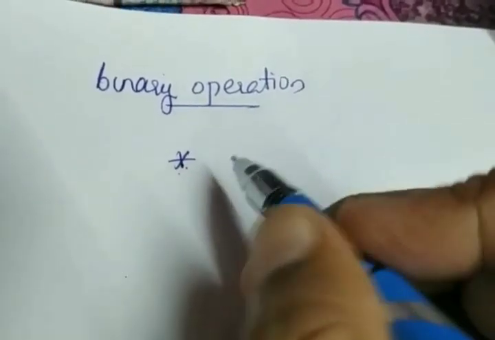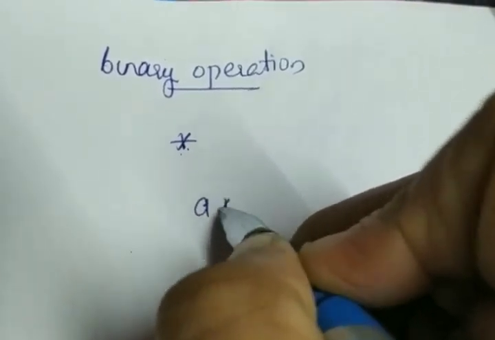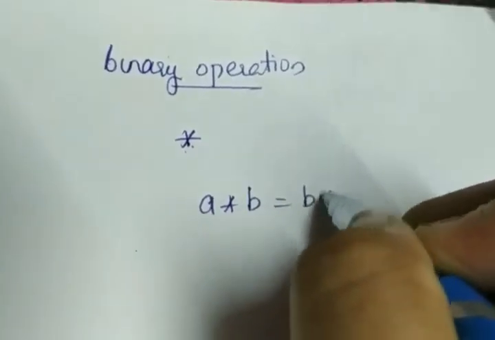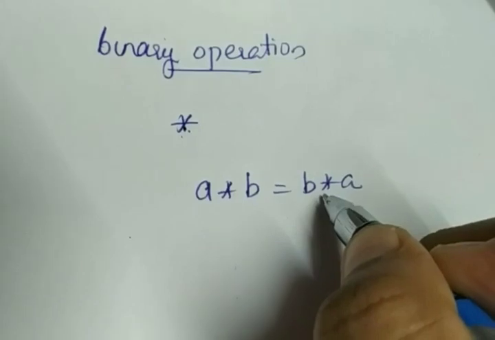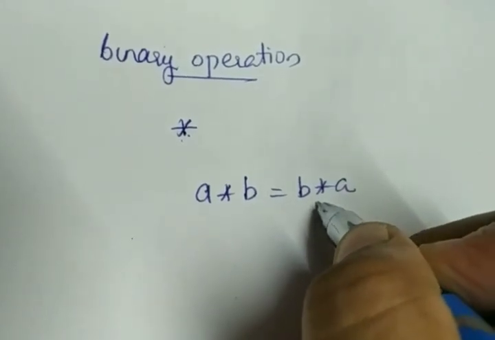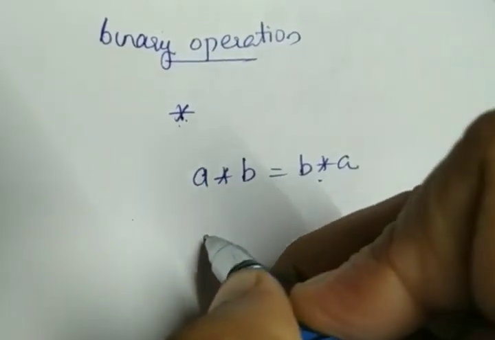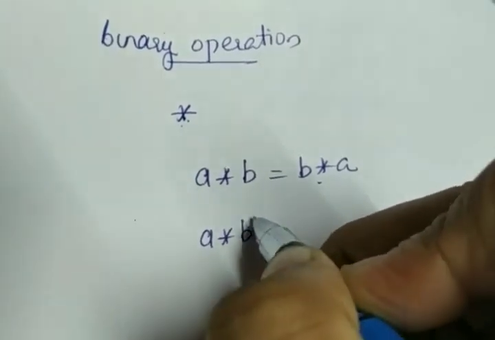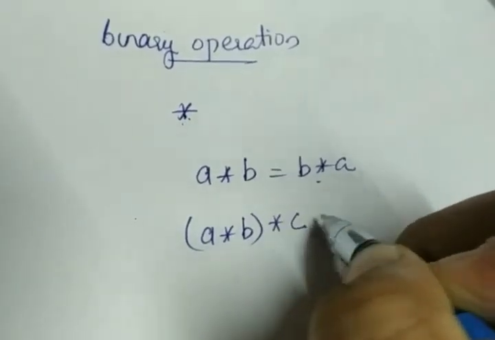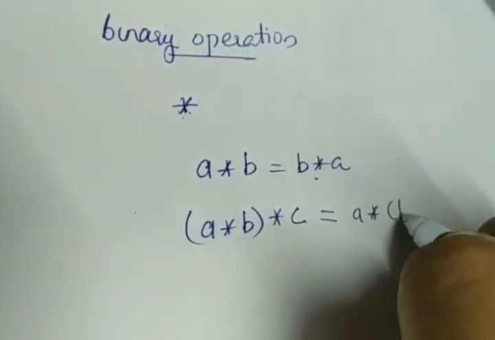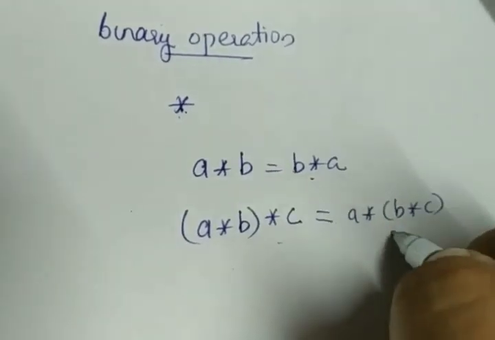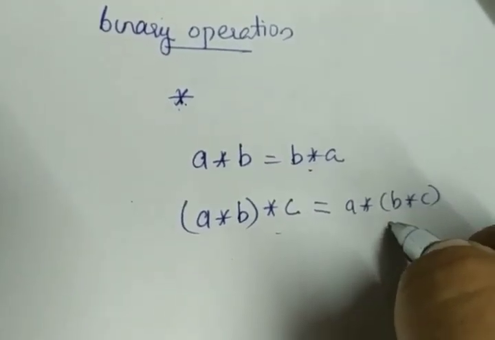To check the commutative property, what we will do, we will check whether a star b is equal to b star a or not. Star is the given definition of the function. Again, to check the associative property, we will check whether (a star b) star c is equal to a star (b star c). If these two are equal, we will come to the conclusion that star is associative.